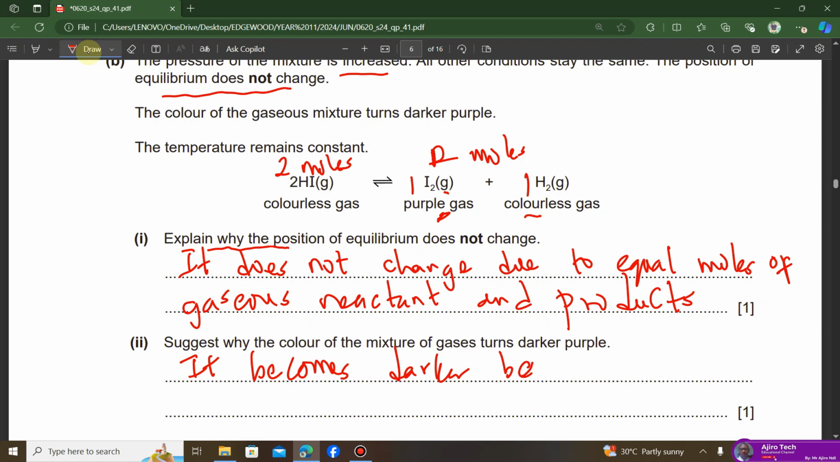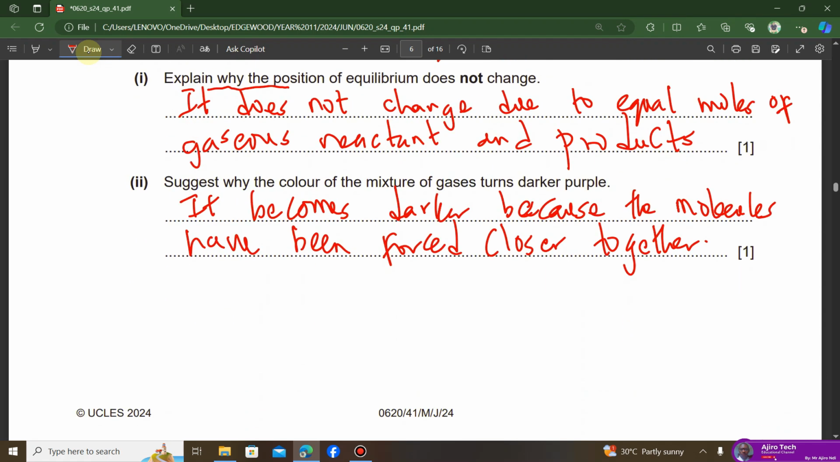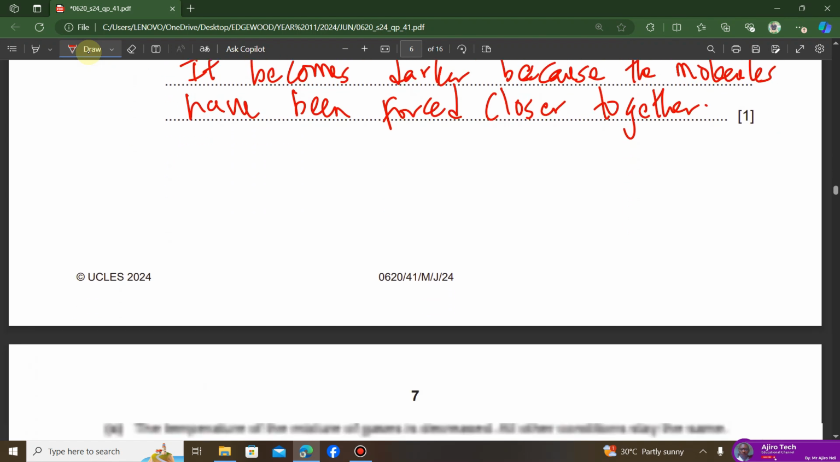Because the particles, or we could say the molecules, have been forced closer together. All right, so when the particles or the molecules come very close together, the color becomes darker.